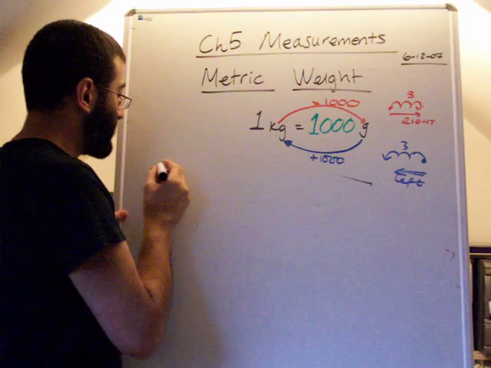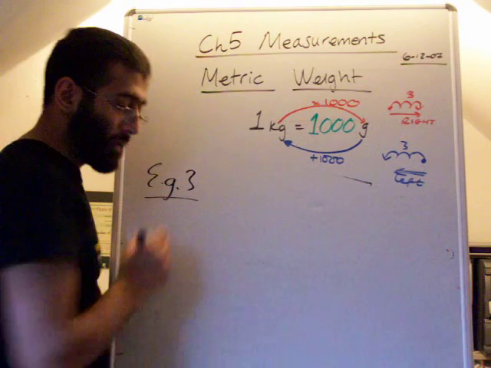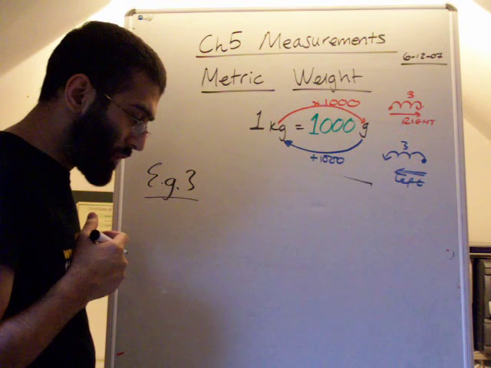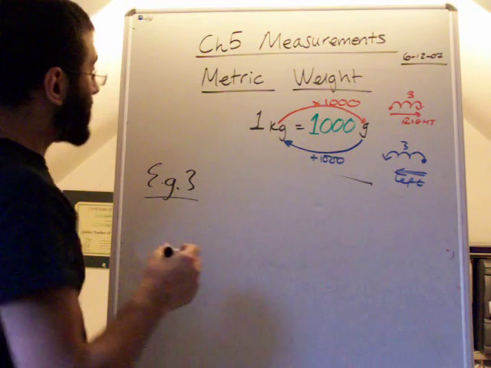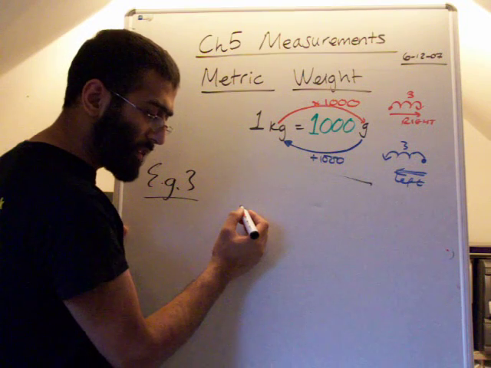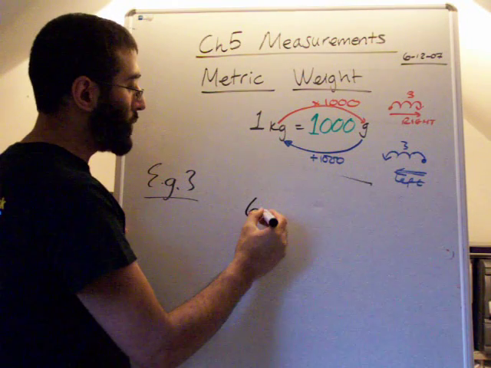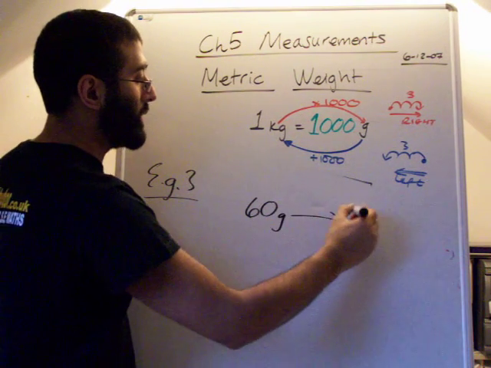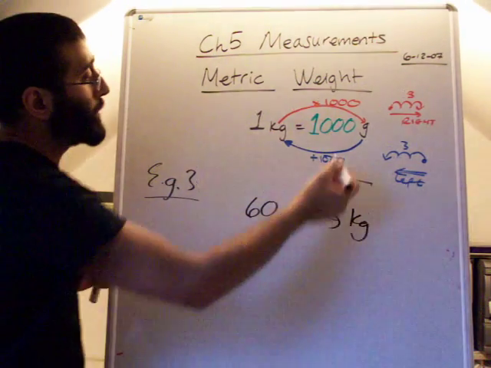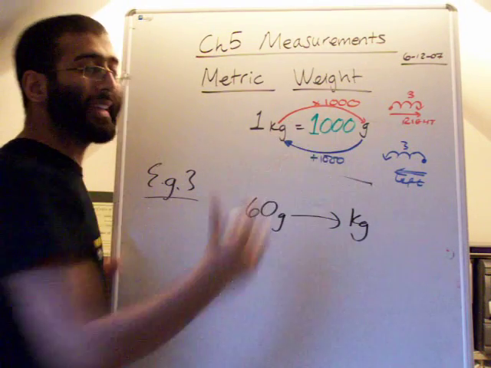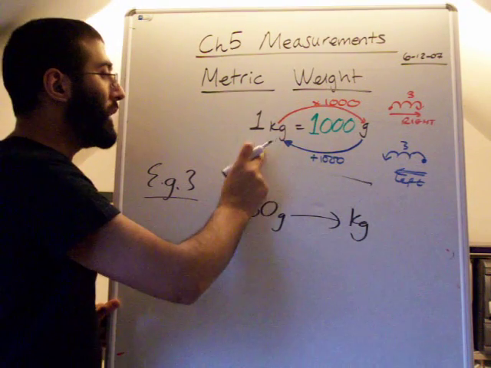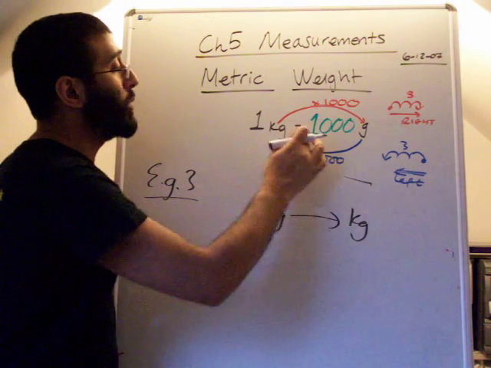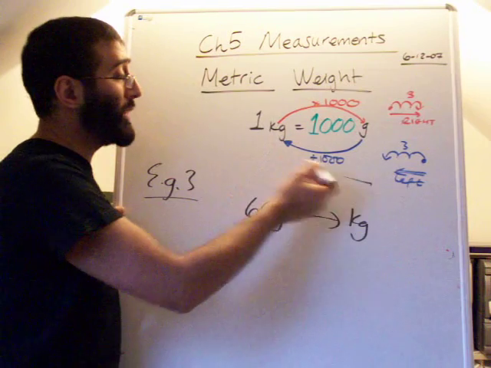Example number 3. This is going to be a completely new question, my own question. We have 60 grams, and I'm going to convert that into kilograms. So again, if you go back to the identity, 1 kilogram equals 1,000 grams. Get this into your head. Keep on saying it. 1 kilogram is 1,000 grams. Keep on writing it down. The more you write it down, the more you'll see, the more your brain will learn it. I want to go from grams to kilograms, so I divide by 1,000.